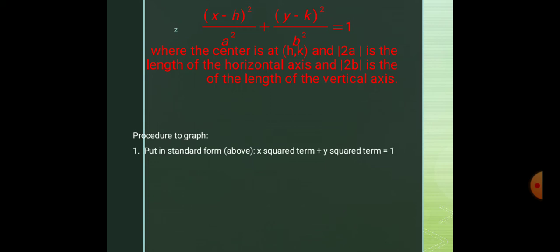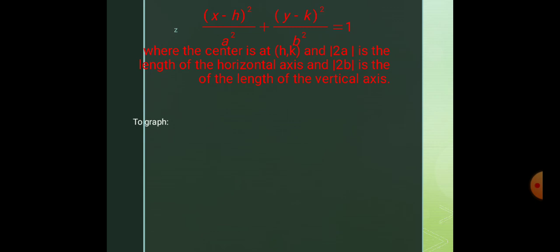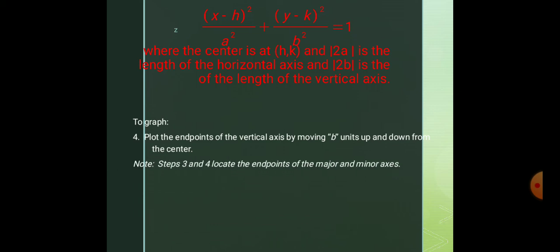Procedure to graph. First, put the equation in standard form: x squared term plus y squared term equals 1. Second, plot the center (h, k). Third, plot the endpoints of the horizontal axis by moving a units left and right from the center. Fourth, plot the endpoints of the vertical axis by moving b units up and down from the center. Note: steps 3 and 4 locate the endpoints of the major and minor axes. Fifth, connect the endpoints of the axes with a smooth curve.